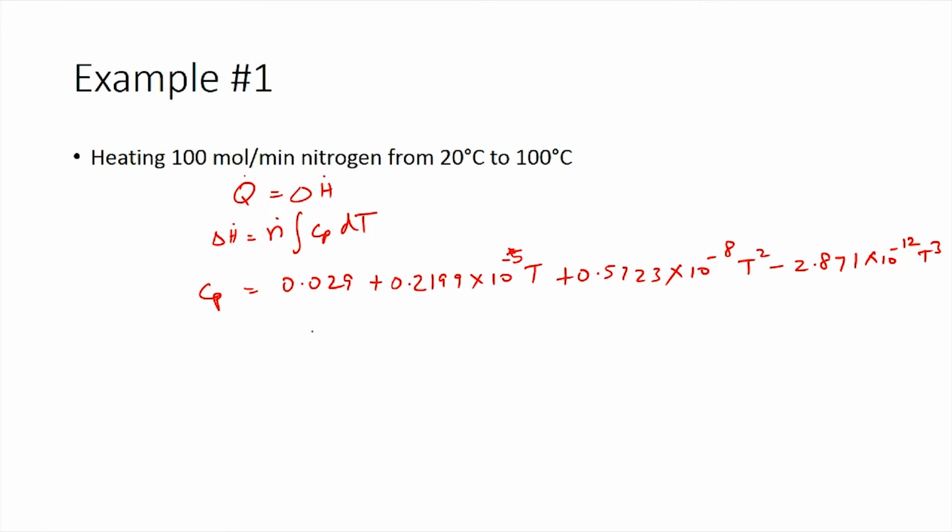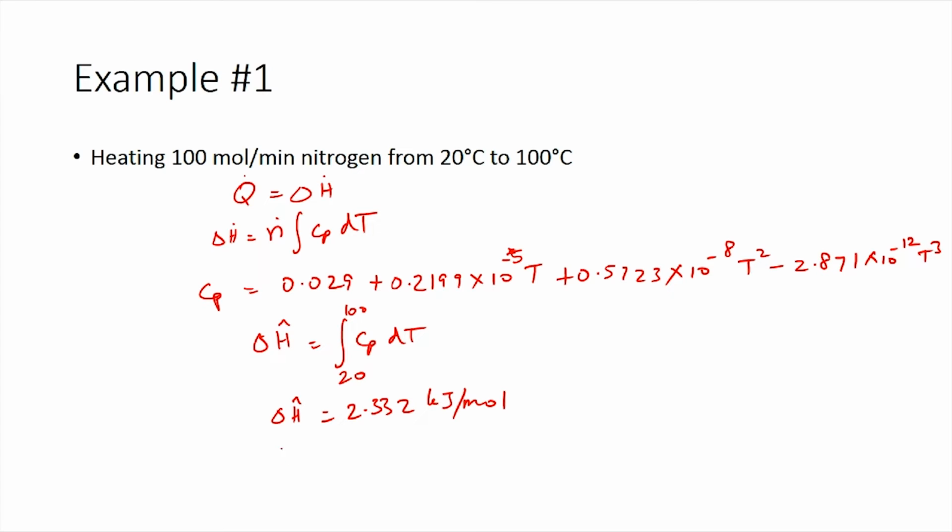Integrating this equation, we can actually get delta H cap. Delta H cap would be integral Cp dT. Integrating this with respect to temperature, from 20 degrees Celsius to 100 degrees Celsius, we would be able to get the value for delta H cap. When we do this, we get delta H cap equals 2.332 kilojoules per mole.